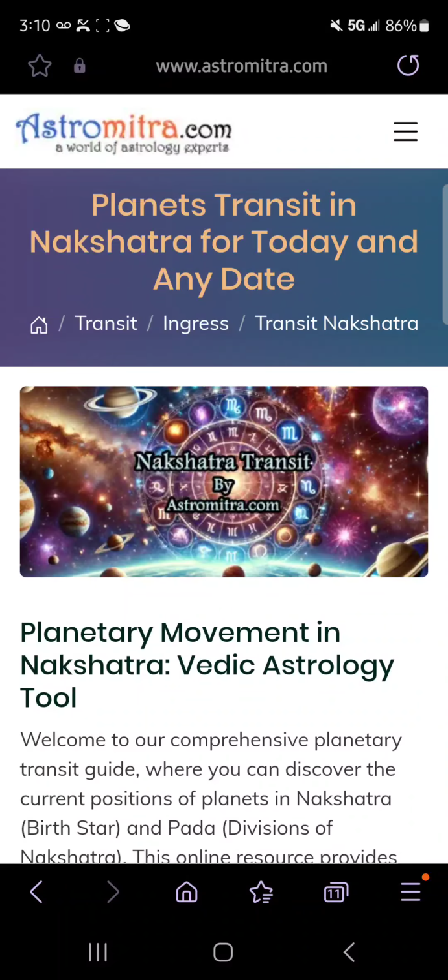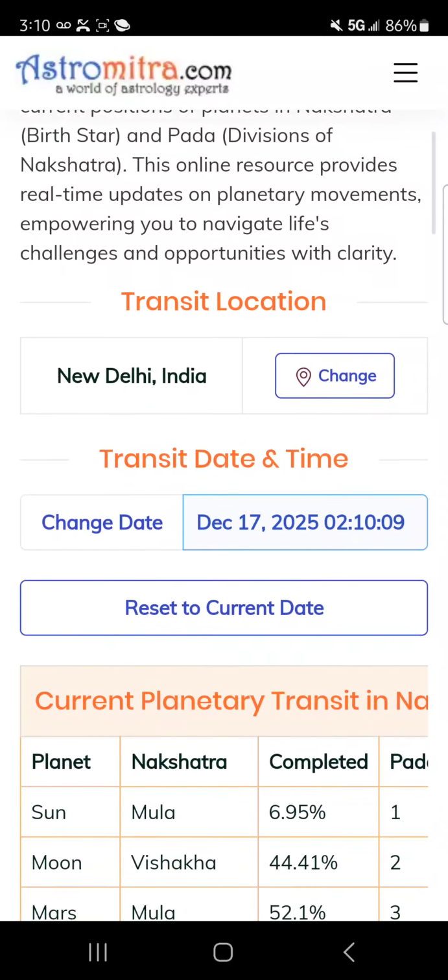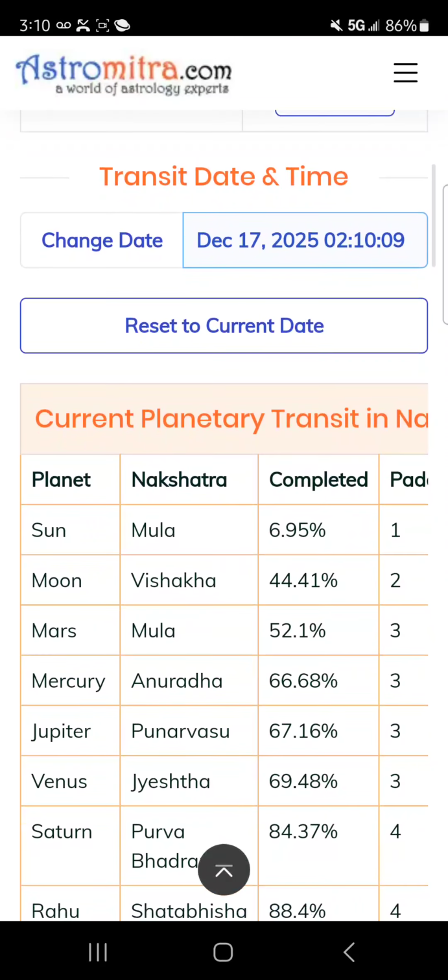And if you're like me and you're new to Vedic astrology, this is a really great website that I came across today. It's called astromitra.com. And it gives you the nakshatra location for the planets.